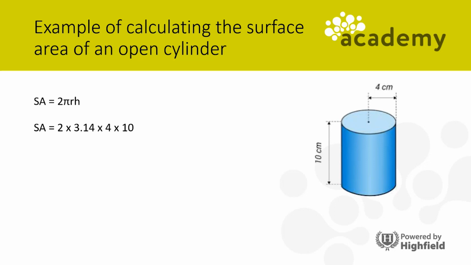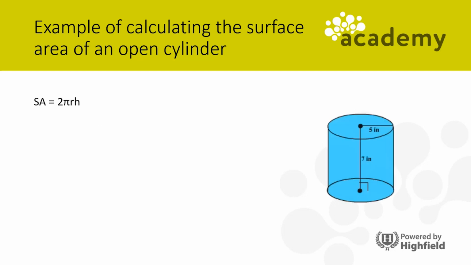And in this case, it would be 2 times 3.14 times 4 times 10, which is 251.2 centimeters squared. In this next example, 2 times 3.14 times 5 times 7 is the calculation, and the answer is 219.8 inches squared.